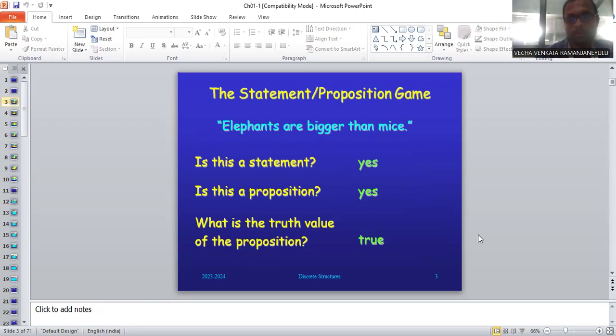Okay, next: the statement or proposition game. Here, elephants are bigger than mice. Is it a statement? Yes. Is it a proposition? Yes. What is the truth value of the proposition? True. The statement is correct and the proposition is also correct, and the truth value is also true. That is one example.